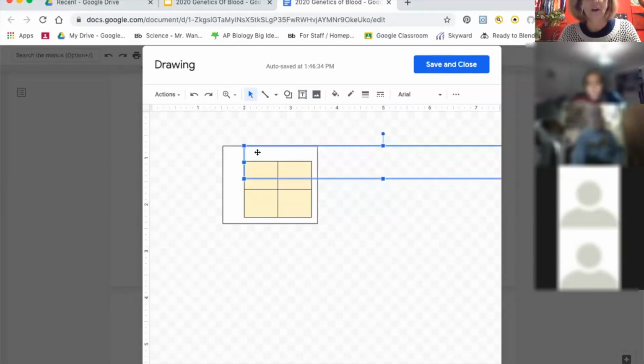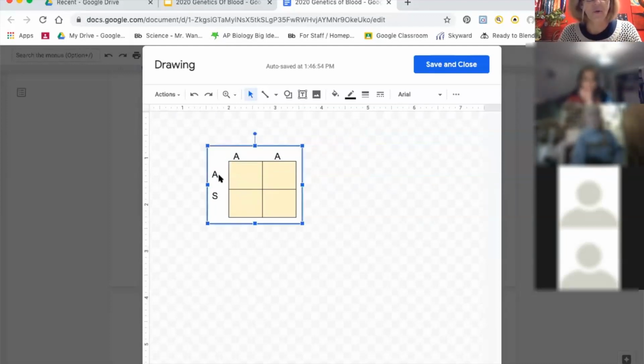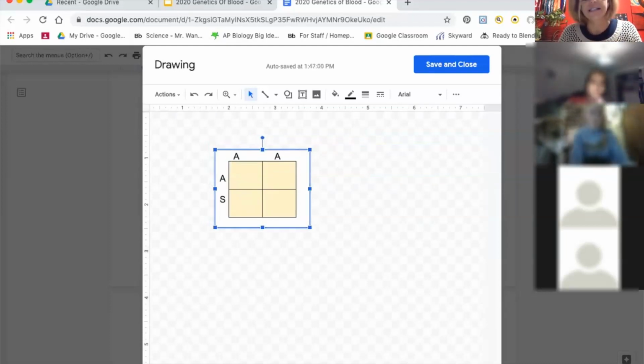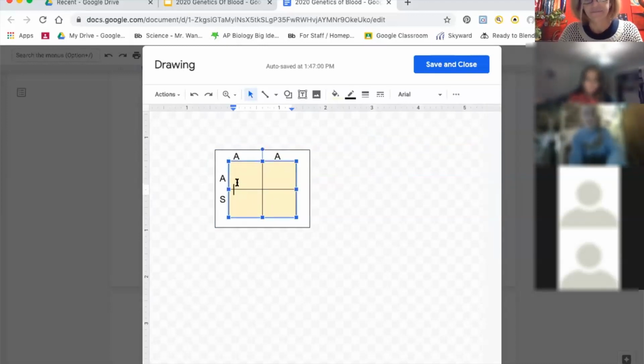Okay. So if he is normal, he has A and A. And then if she has sickle cell, she has A and S. She has sickle cell trait. So her letters will come across, his letters will come down. So this first individual will be an AA. This second individual will be AA.